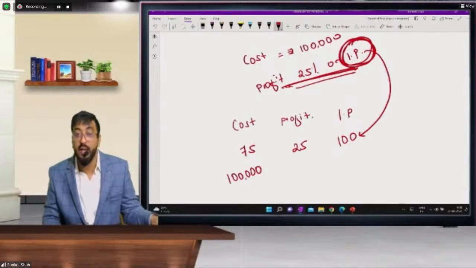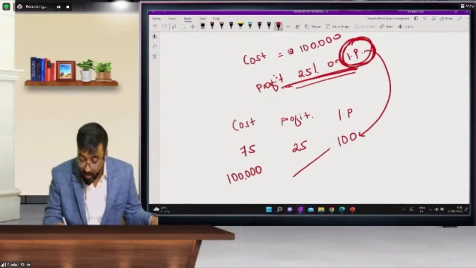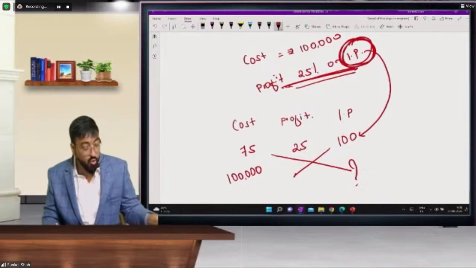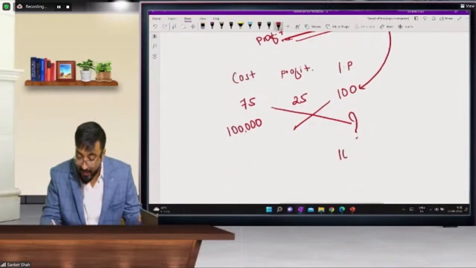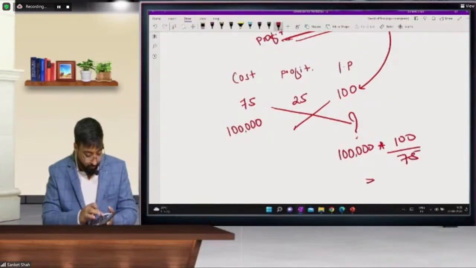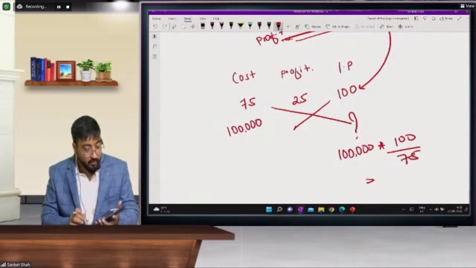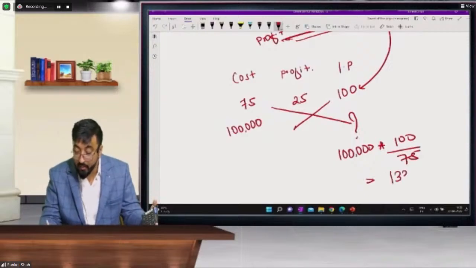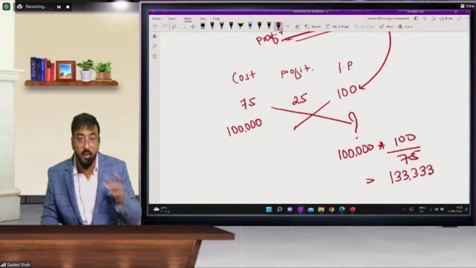Cost is 1 lakh, given in the question. So cross multiplication, school mathematics: 1 lakh into 100 upon 75. Answer is 133,333. Chalo, one more question.